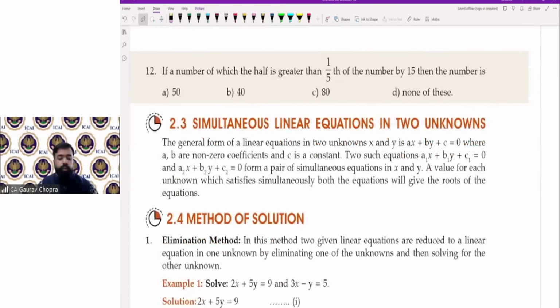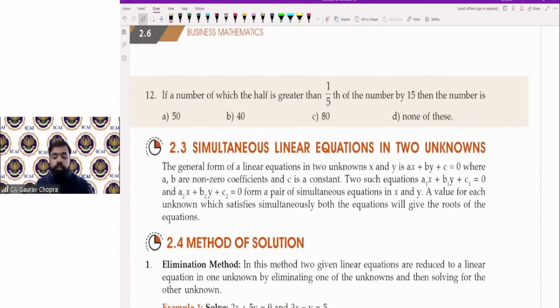Now let's try the last one, 12th from this exercise. After that, we will be moving towards solving simultaneous equations. Now the 12th one: a number of which half is greater than 1/5 of the number by 15. So first, what to do? Take half of the number, then also take 1/5 of the same number. For whichever option is given, take its half, take its 1/5, and then find the difference. And that difference should be 15.